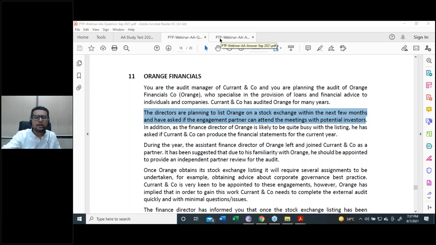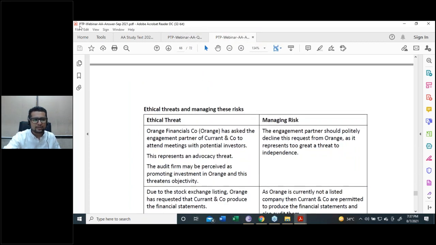What should be the safeguard? We need to make this whole situation understood by the client, and we need to make sure that we are not going to attend this meeting. Is this clear? Can I have a yes?